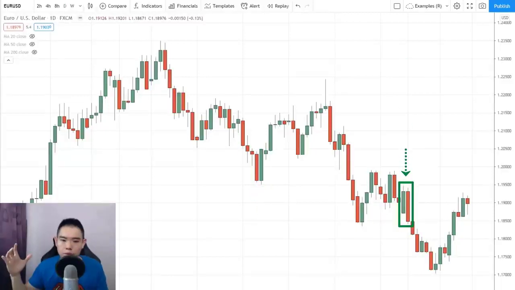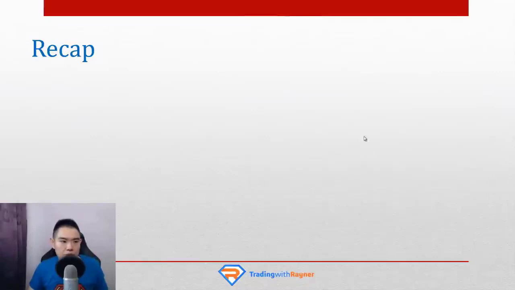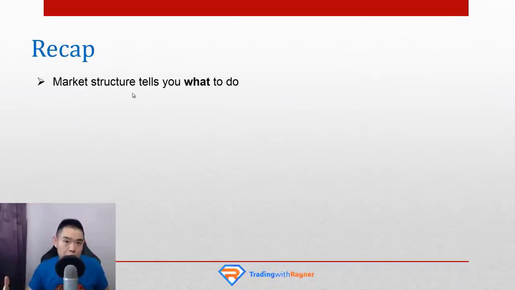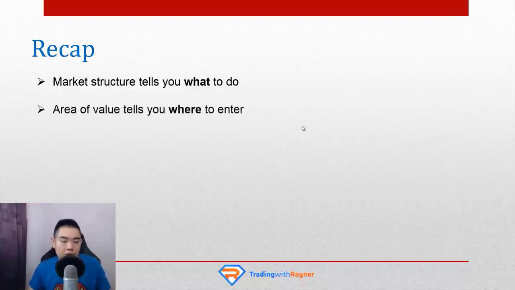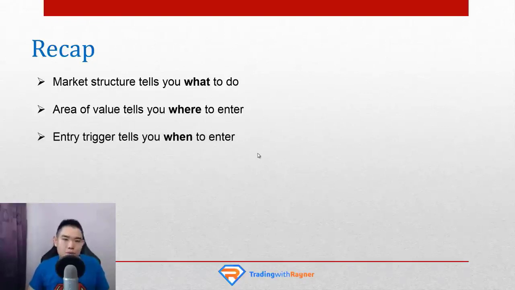So later we'll look at some chart examples in terms of the market structure, area of value, entry trigger, and stuff like that. But for now, let's do a quick recap. I know I've covered a lot. Number one, remember, market structure tells you what to do. Should you be looking for buying opportunities, selling opportunities, or to stay out of the markets? Then we have area of value, which tells you where to enter a trade. And finally, the thing that we just covered, entry trigger, tells you when to enter a trade.